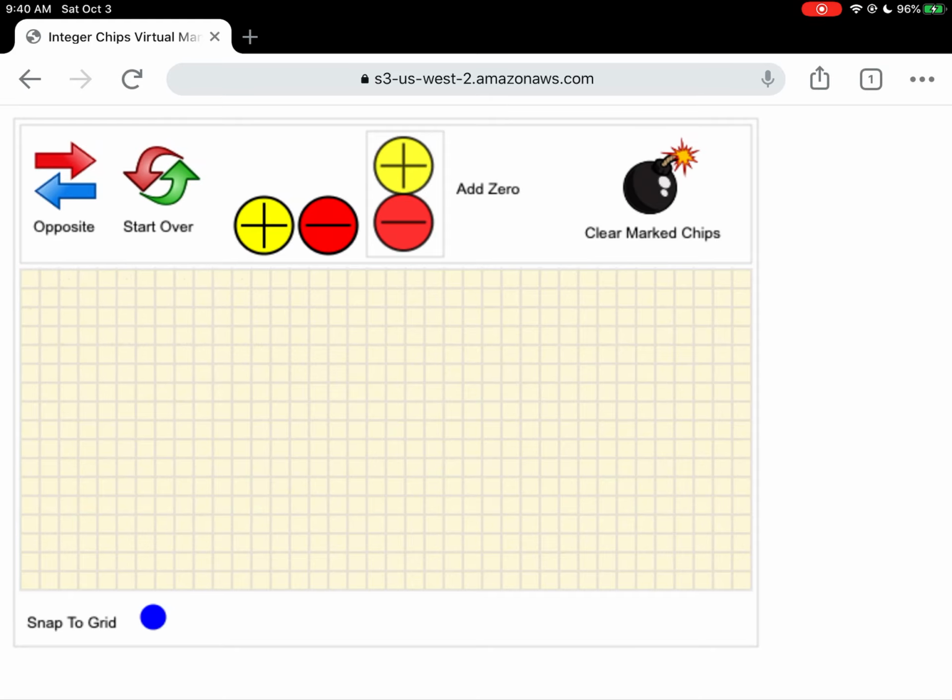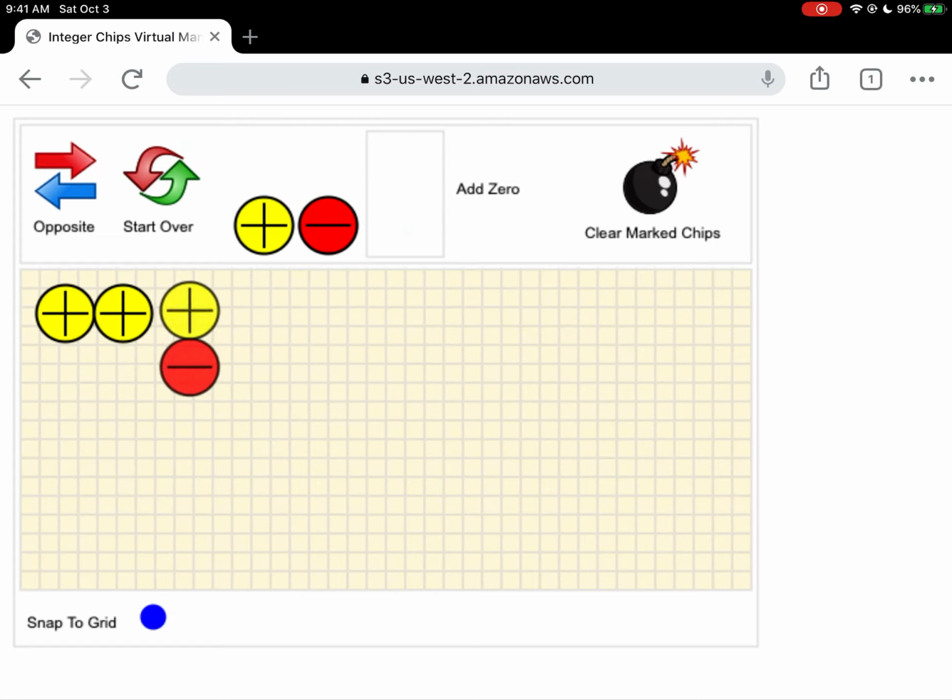Well, to model this, let me clear everything out. We're doing 2 minus 5. So let's start with a representation of 2. And I want to take away 5 yellows, but there aren't 5 yellows. So what we do is we add 0 pairs. And we add enough of these 0 pairs to the point where I can then see 5 yellows that I can take away.